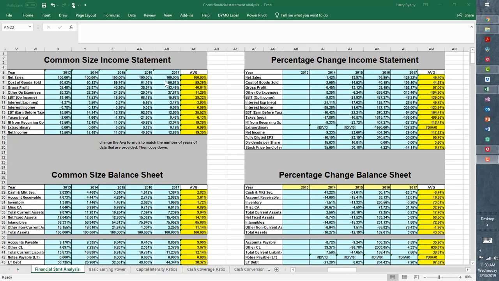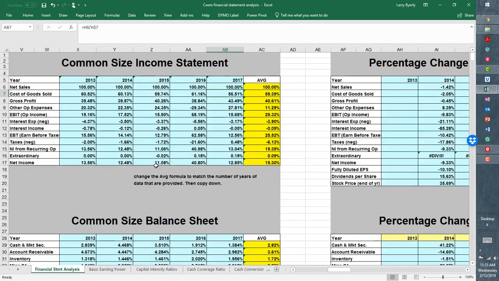by net sales. So in this case, you can see the cost of goods sold in 2017 is 56.51% of sales. So essentially what that means is 56.5 cents of every dollar of sales goes to the cost of goods sold, which then means 43.49 cents of every dollar is what's considered gross profit.